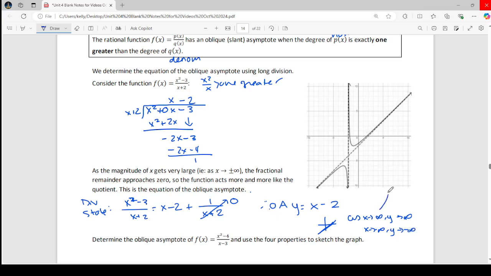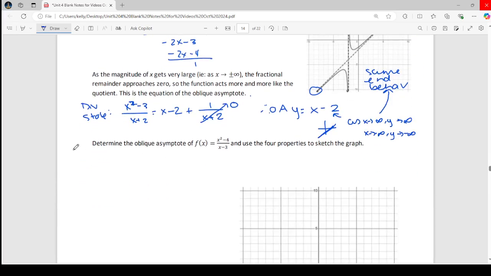And as x approaches negative infinity, so does y. And note that these are the end behaviors of the function. Here our x's are approaching infinity, and so are the y's. X's are approaching negative infinity, and so are the y's. Okay, so next example. First of all, is there an oblique asymptote? Yes, our numerator is degree 2, our denominator is degree 1. So we have 1 degree greater.